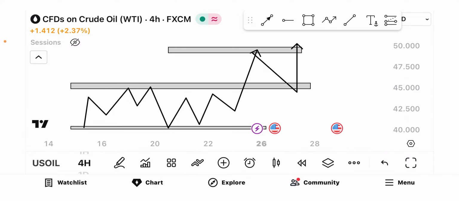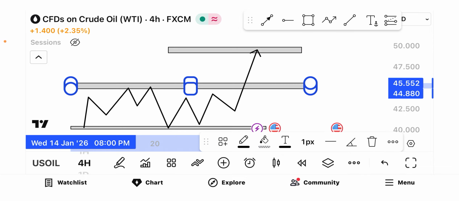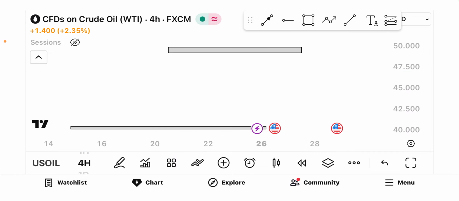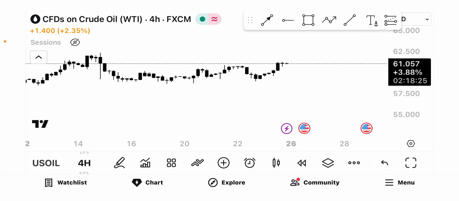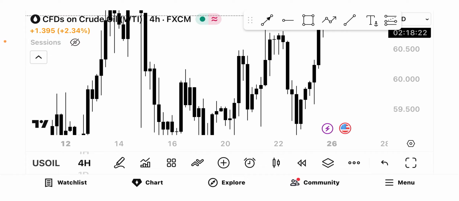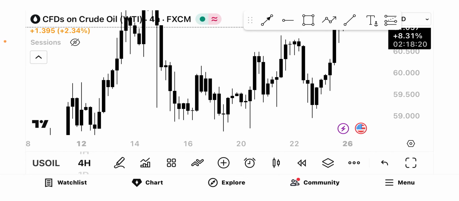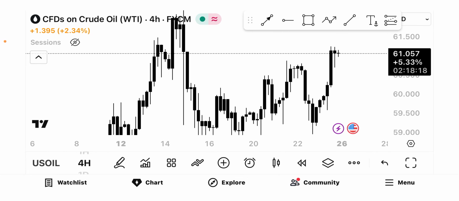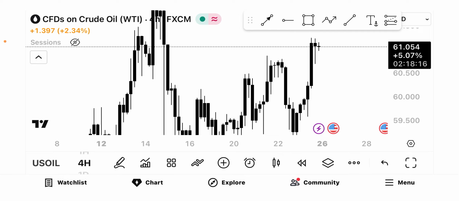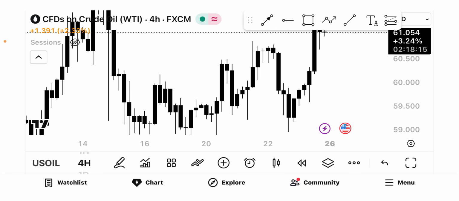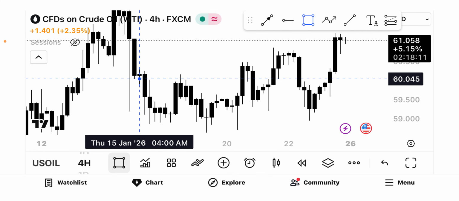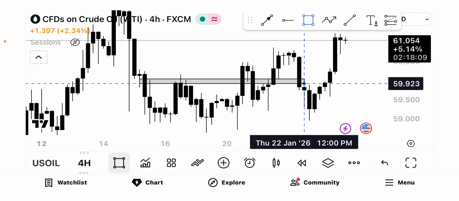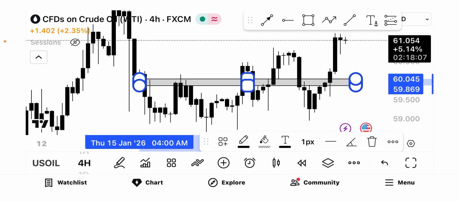Okay, so guys, I'm going to take you to the chart to show you exactly what I've just explained and how it forms in the markets. Now this is the 4-hour time frame for US oil. In the 4-hour time frame for US oil, we have a resistance. This is the resistance, guys.